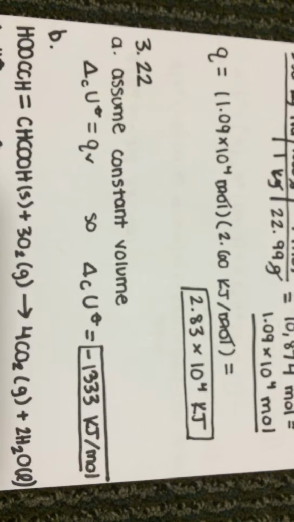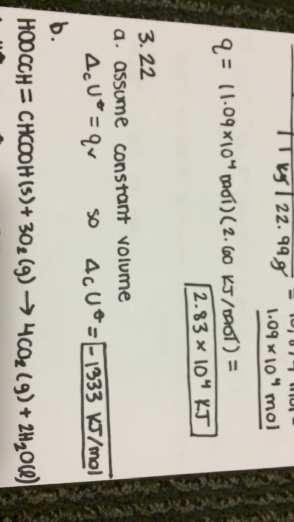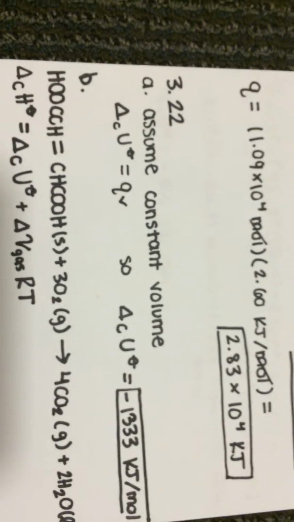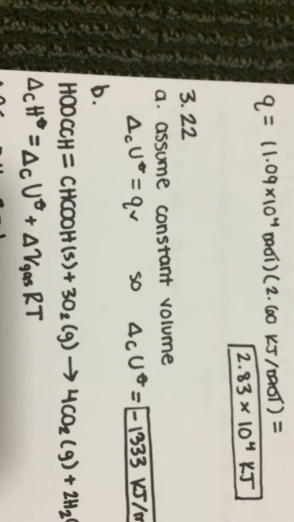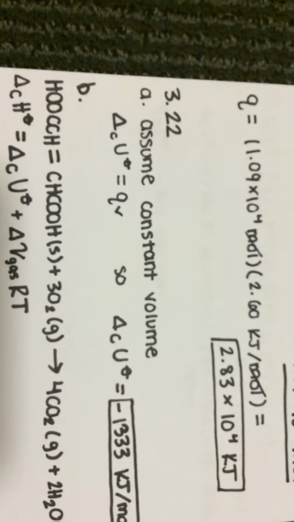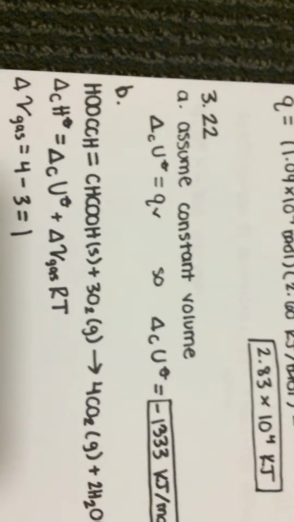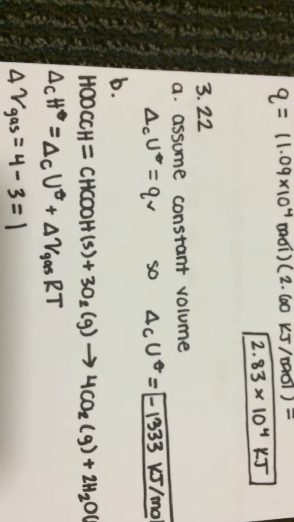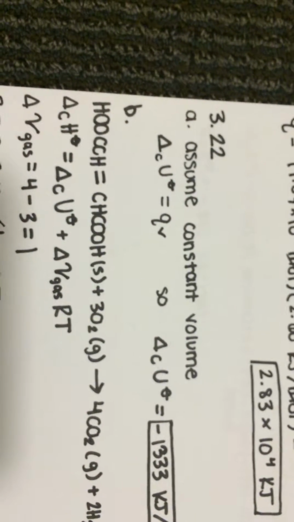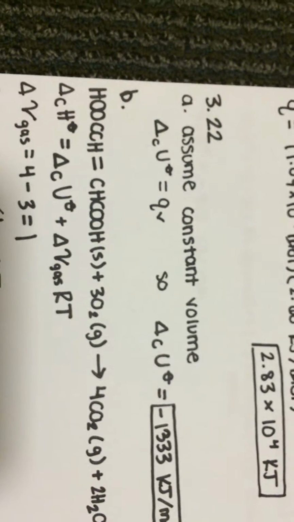You have fumaric acid and oxygen, and combustion then gives you carbon dioxide and water. The equation we need for this problem is the standard enthalpy of combustion equals the standard internal energy of combustion plus delta nu times RT. First we're going to find the delta nu of gas. If you look, we have 4 moles of carbon dioxide as the product and 3 moles of oxygen as a reactant. So we're simply going to use 4 minus 3, which equals 1.